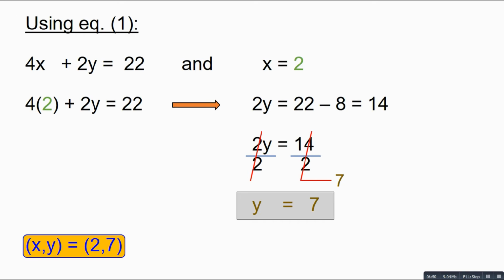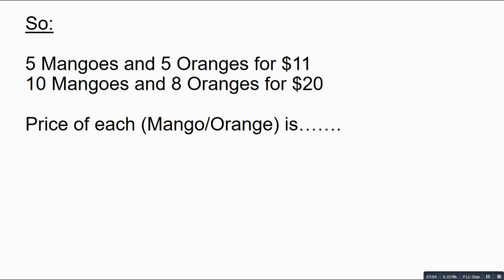Okay, very good. Can you actually implement this method, the method of addition, in the scenario that I started with? What did I tell you at the beginning of this lesson? I told you that I purchased 5 mangoes and 5 oranges for $11, and the person in front of me purchased 10 mangoes and 8 oranges for $20. So what is the price of each mango and orange? You should be able to use the method of addition now in order to solve this problem.